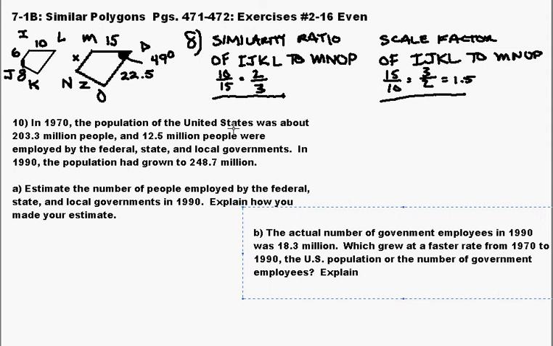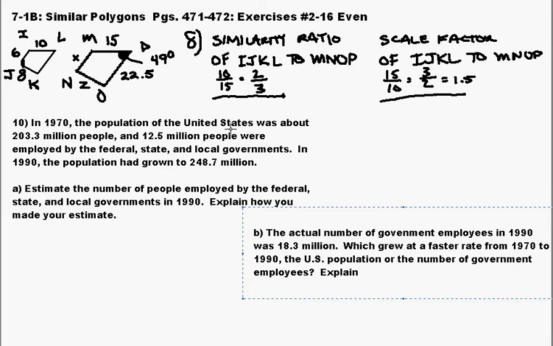Alright, number 10. In 1970, the population of the United States was about 203.3 million people, and 12.5 million people were employed by the federal, state, and local governments. In 1990, the population had grown to 248.7 million. A. Estimate the number of people employed by the federal, state, and local governments in 1990. Explain how you made your estimate.